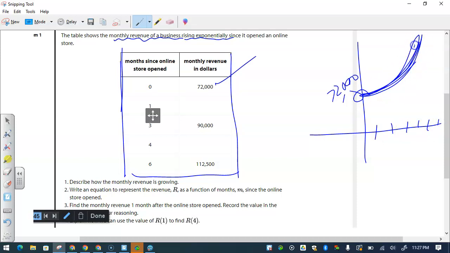Exponential growth means there is some percentage increase every time. So some information is given: you are given 1 here, then it rises to 3, and then it goes to 4, and this goes to 6. The first question they ask is to describe how monthly revenue is growing. So how do we know how the monthly revenue is growing?